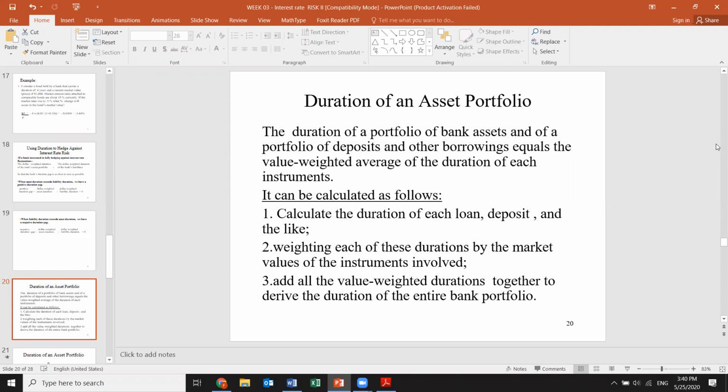Then we will be able to understand what's going on in the bank's position in the market, in terms of the market value.